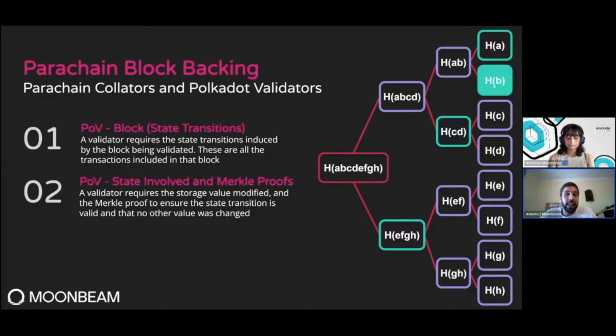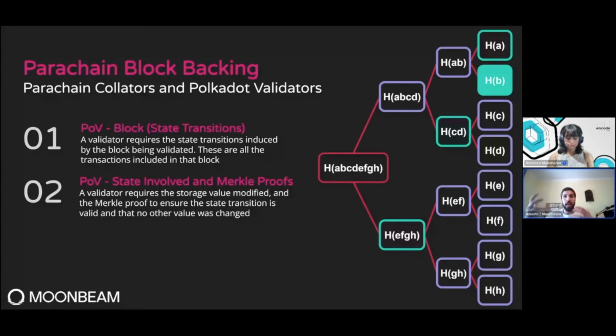In order to verify this hash right here, all I need is the actual state. So the state here, the state B. I need the hash of the state A. I need the hash of the state CD, so I can hash this with this. Then I need the hash of EFGH, so I can hash this top here with this one, and then I'll get the end result, and I can compare that to what's being proposed by the parachain collator, okay? And so I can do my own calculations independently. I don't have to trust anyone. I do it, I verify, okay, this is good.